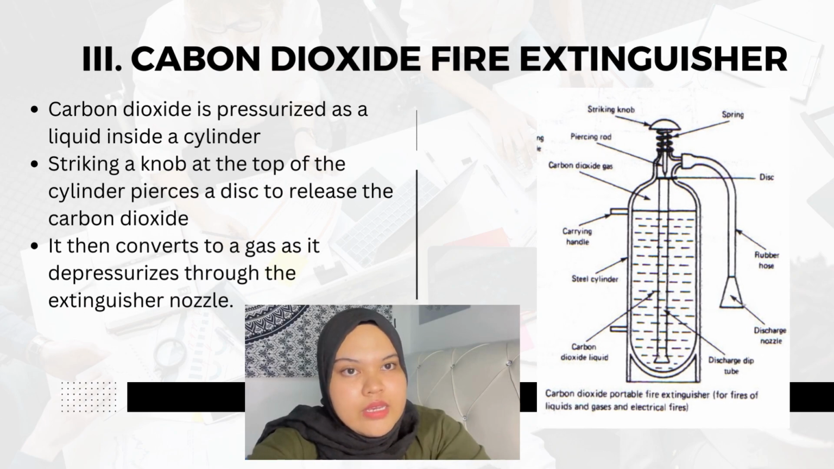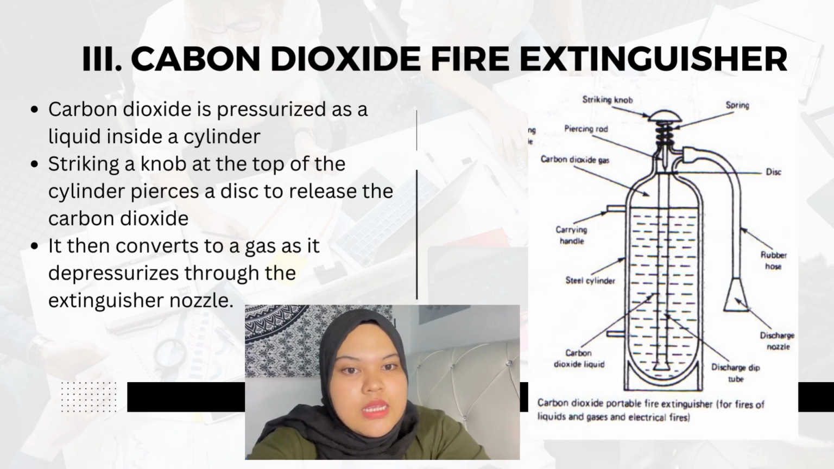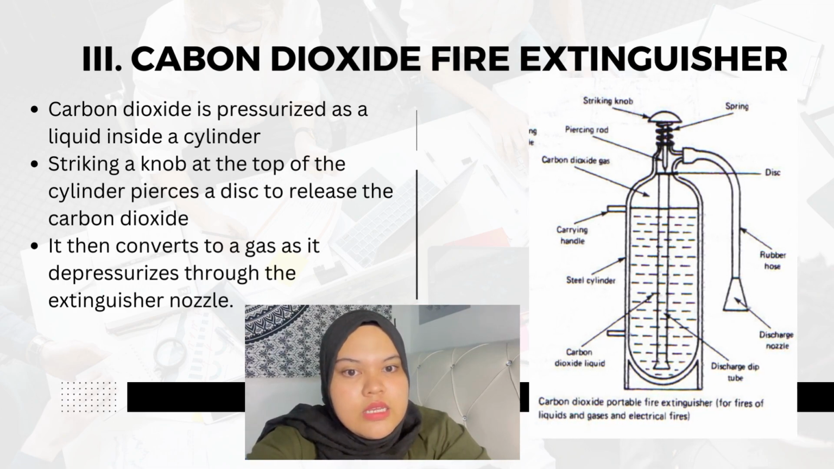Carbon dioxide fire extinguisher. Carbon dioxide is pressurized as a liquid inside a cylinder. Striking a knob at the top of the cylinder presses a disc to release the carbon dioxide. It then converts to a gas as it depressurizes through the extinguisher nozzle.